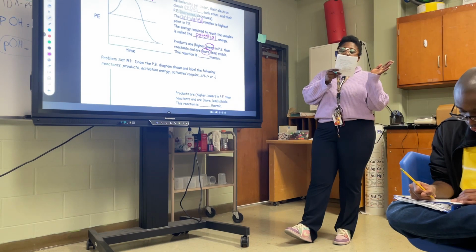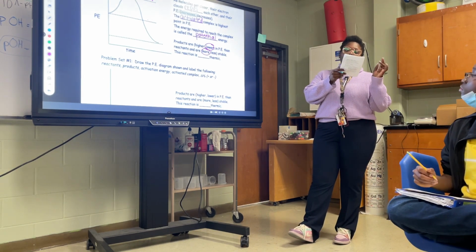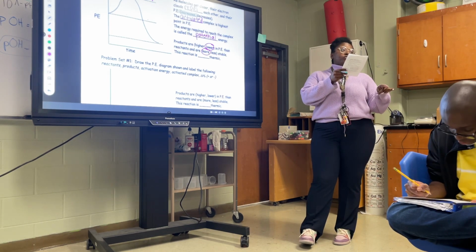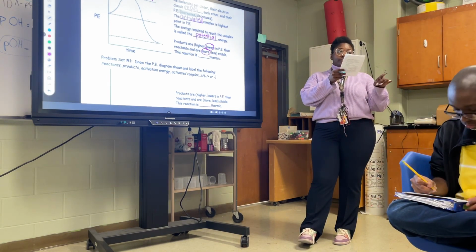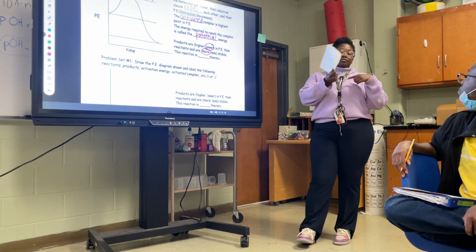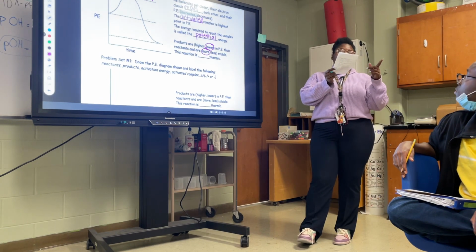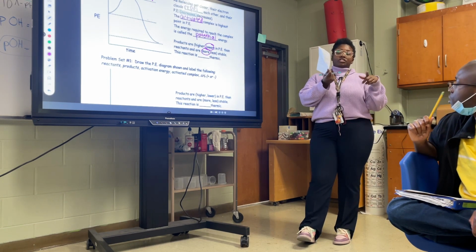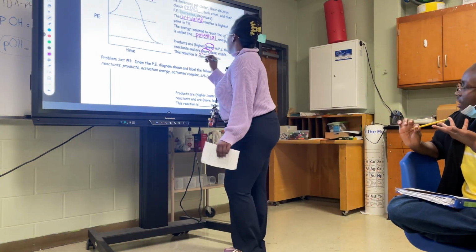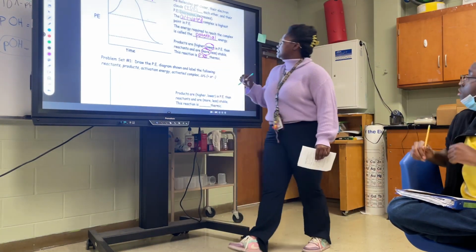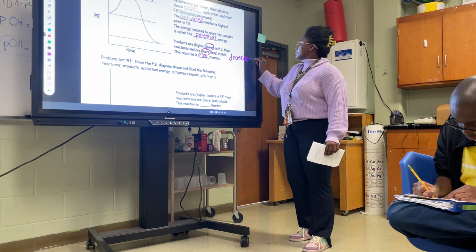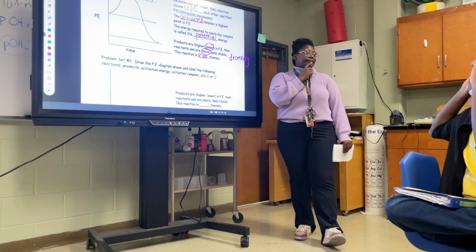because the potential energy is lower for the products and more for the reactants, which means it's decreasing in potential energy. What kind of reaction is it? Endo. It's decreasing in potential energy. Speaking of energy, exothermic. Exothermic. Decreasing in PE.